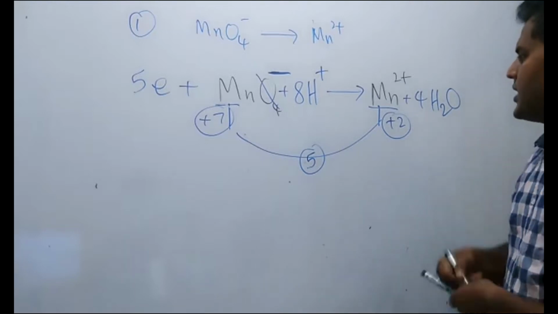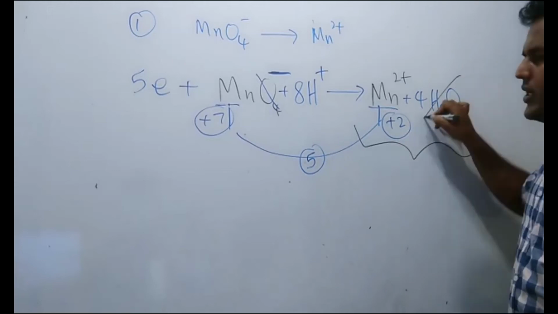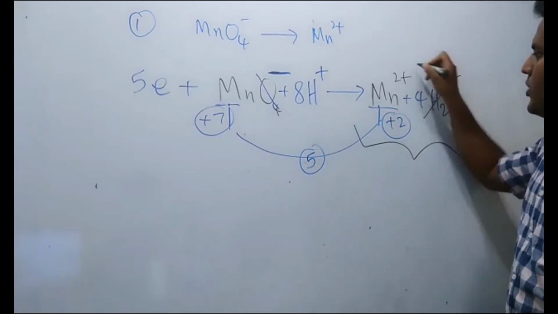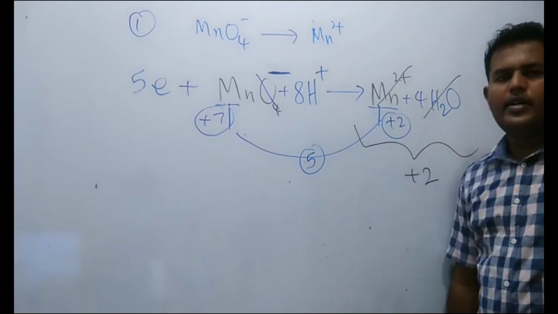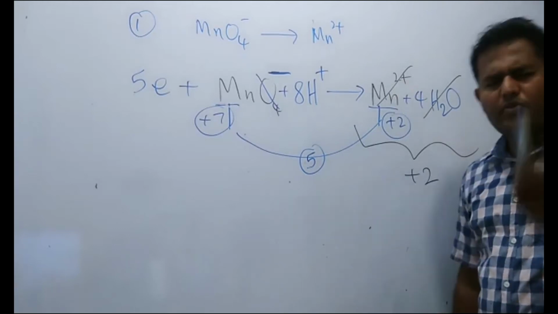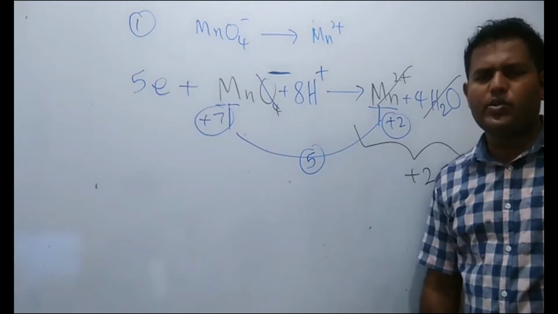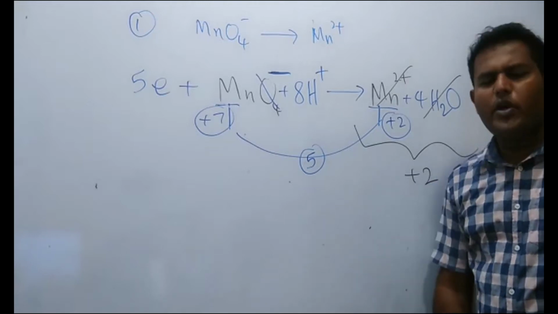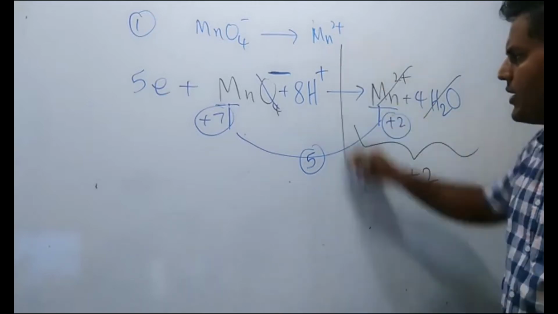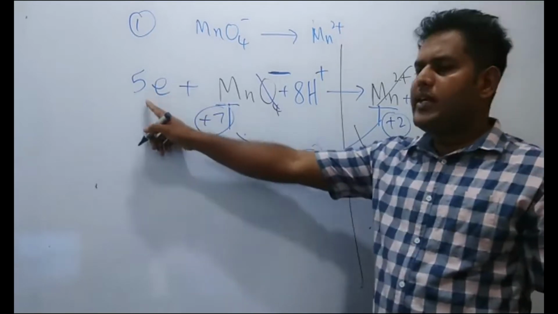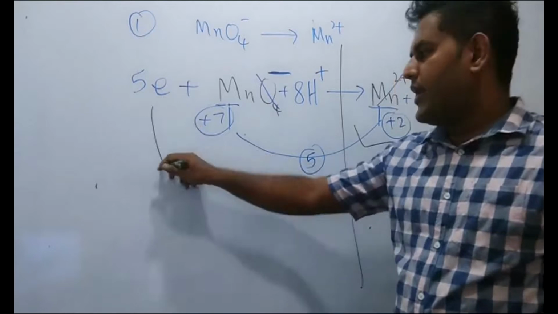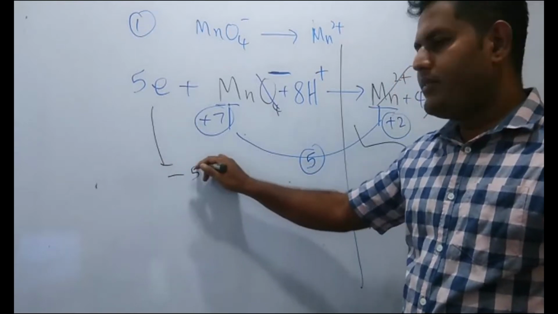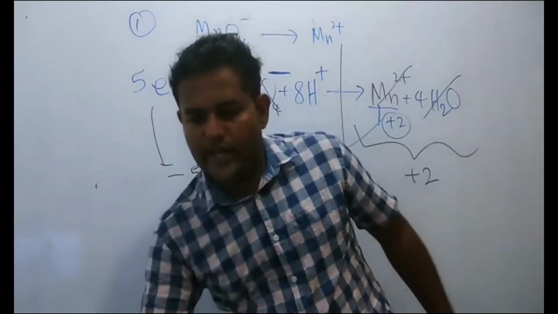Now in this side, what is the charge? Water, no charge. Mn2 plus, that's a charge of plus 2. I mean the right side charge is plus 2. Definitely the charge on the left side should also be plus 2. The left side has 5 electrons, which carry a charge of minus 5. Minus 5. Right?